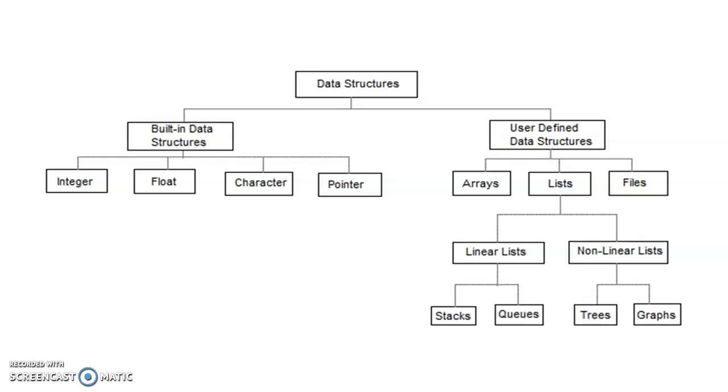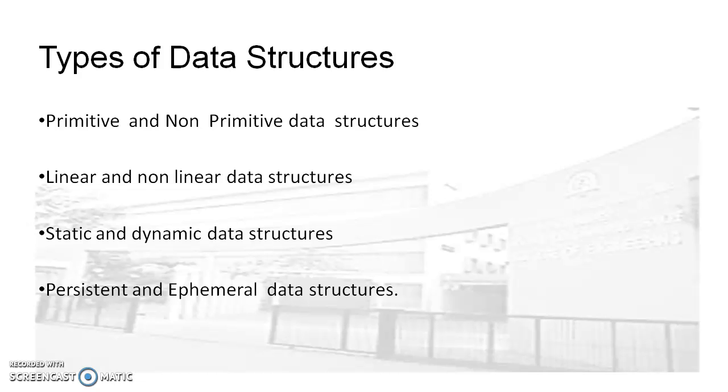With this, now let's have a look at the classification of data structures. As specified, the data structures are primitive and non-primitive data structures, linear and non-linear data structures. Along with that, there is an alternative classification of data structures called static and dynamic data structures. And there is another classification of data structures called persistent and ephemeral data structures. Now let's have a look at each of these classifications of data structures with their examples.